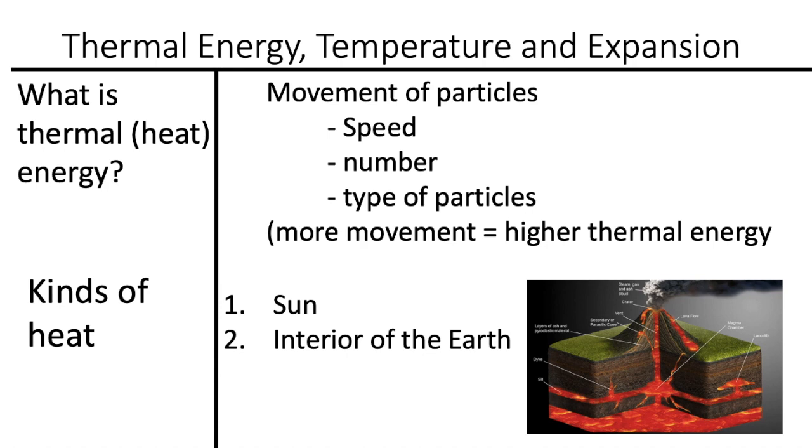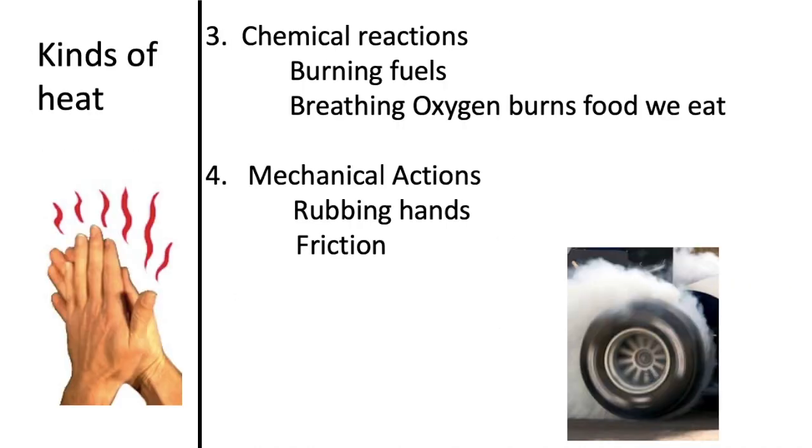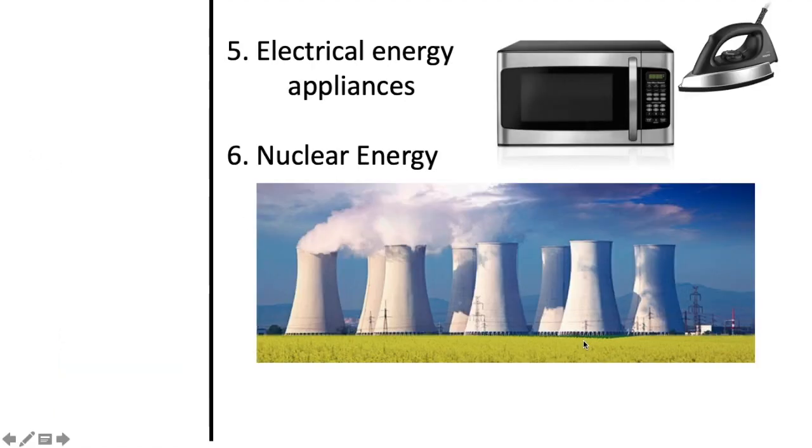We have different kinds of heat. This can naturally occur from the sun and the interior of the earth, with the hot molten rock, lava, or magma. Heat can also be given off from chemical reactions, such as when we burn fuel or when we are doing respiration or metabolizing, such as when we're breathing oxygen and we burn the food that we eat. And then there are also mechanical actions, such as when you're rubbing your hands and there is friction. Electrical energy, such as appliances, can create heat, and also nuclear energy can create massive amounts of heat.